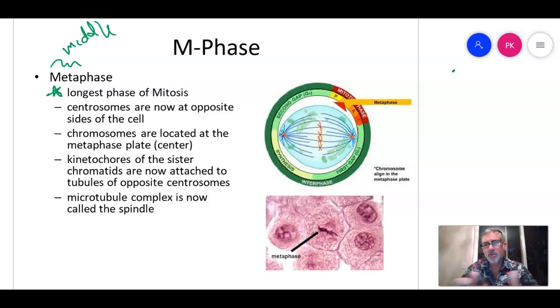All right, so centrosomes are now at the opposite sides. Remember they're centrosomes because they have the spindle fibers coming out. They're on opposite sides now. The chromosomes are at the metaphase plate. So this in the middle is the metaphase plate.